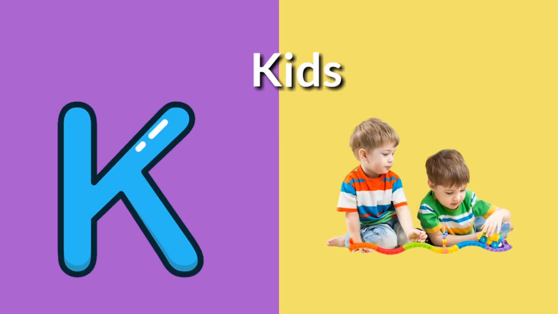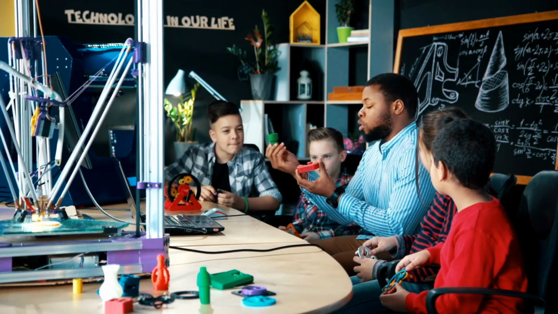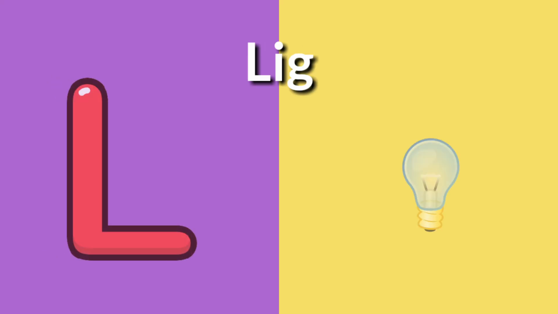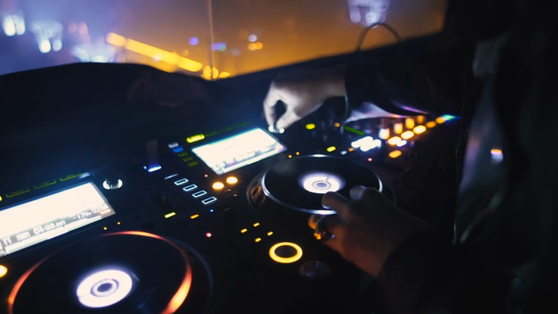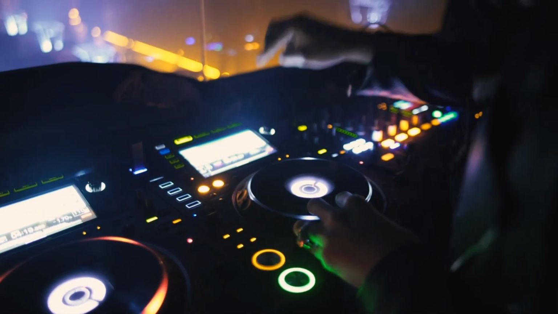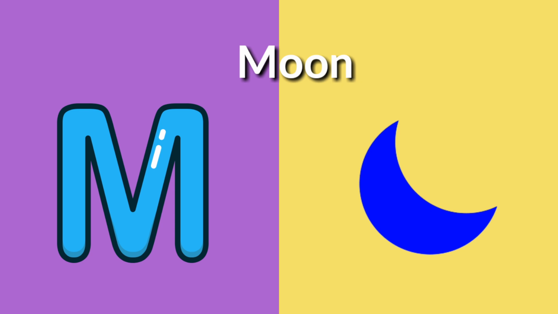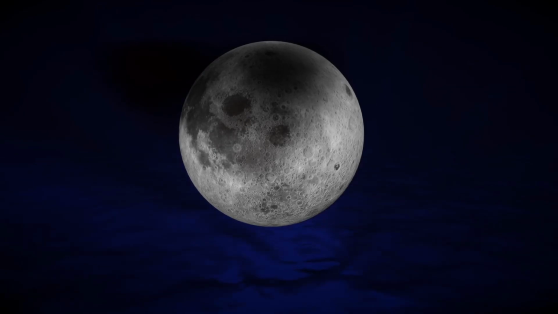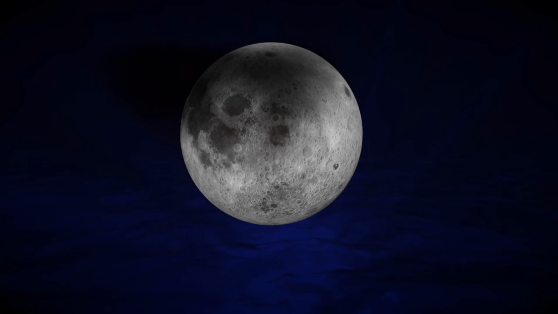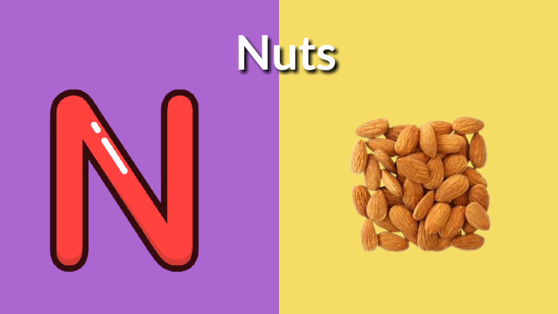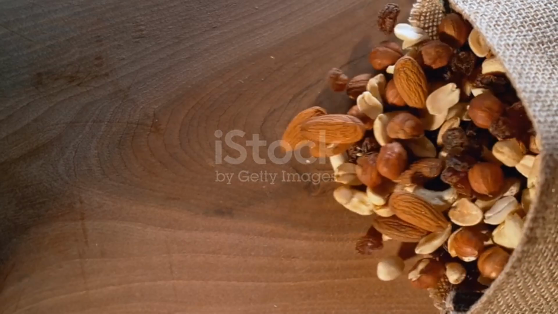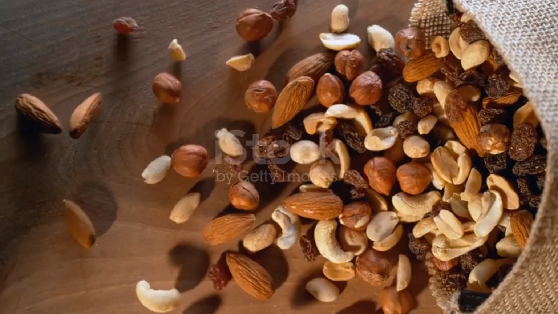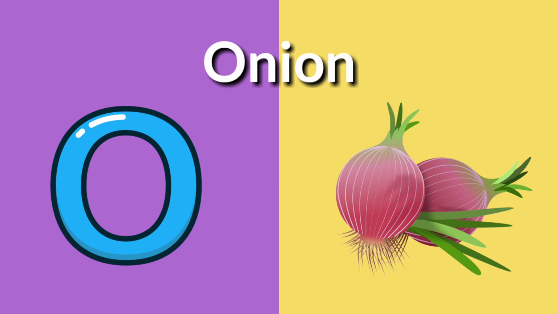K for kids. L for light. M for moon. N for nuts. O for onion.